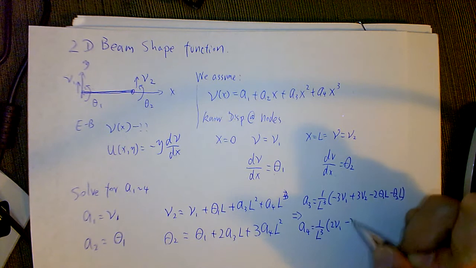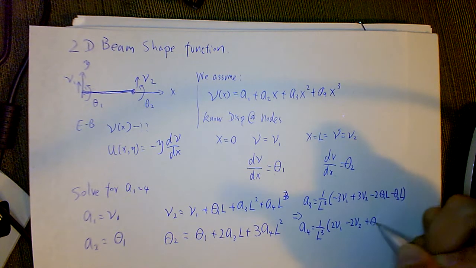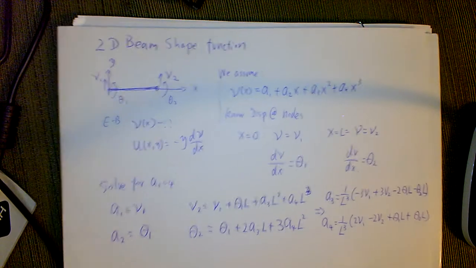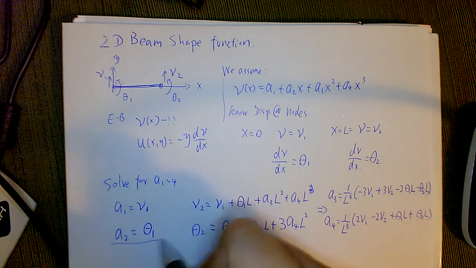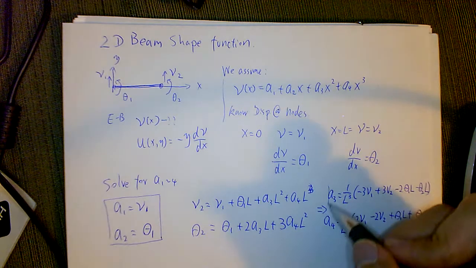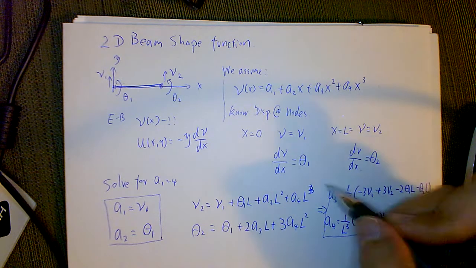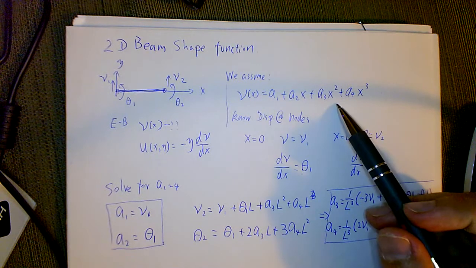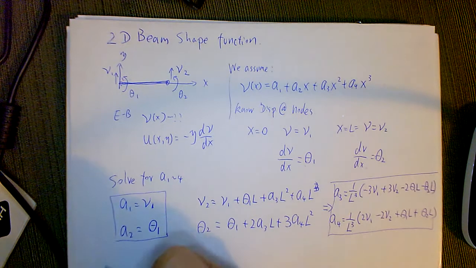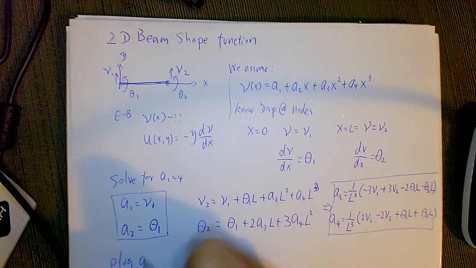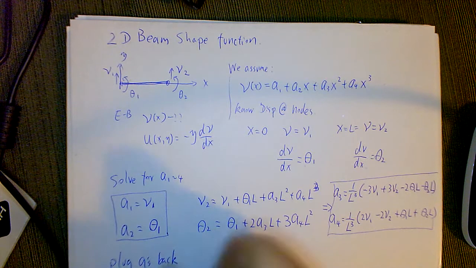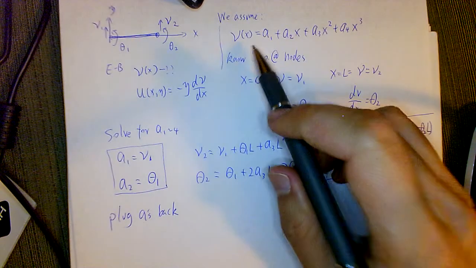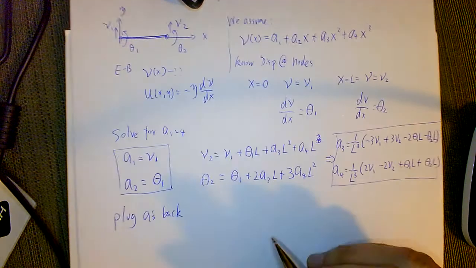2v1 minus 2v2 plus theta 1L plus theta 2L. Then you got A1, A2, and A3, A4. You can plug it back into this equation. So we'll say plug the A's back. And then, like I said, we want not just this equation, but we want the shape functions.